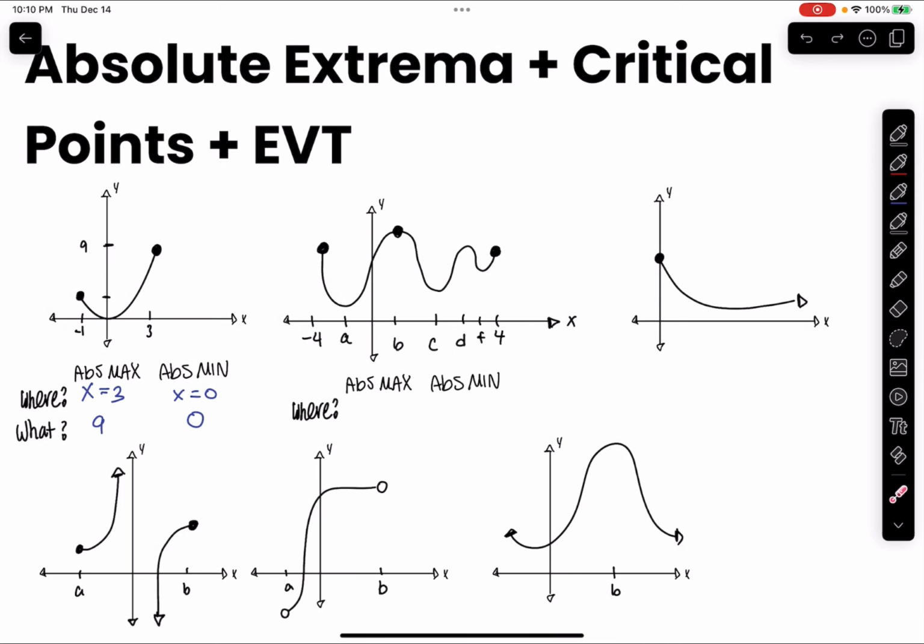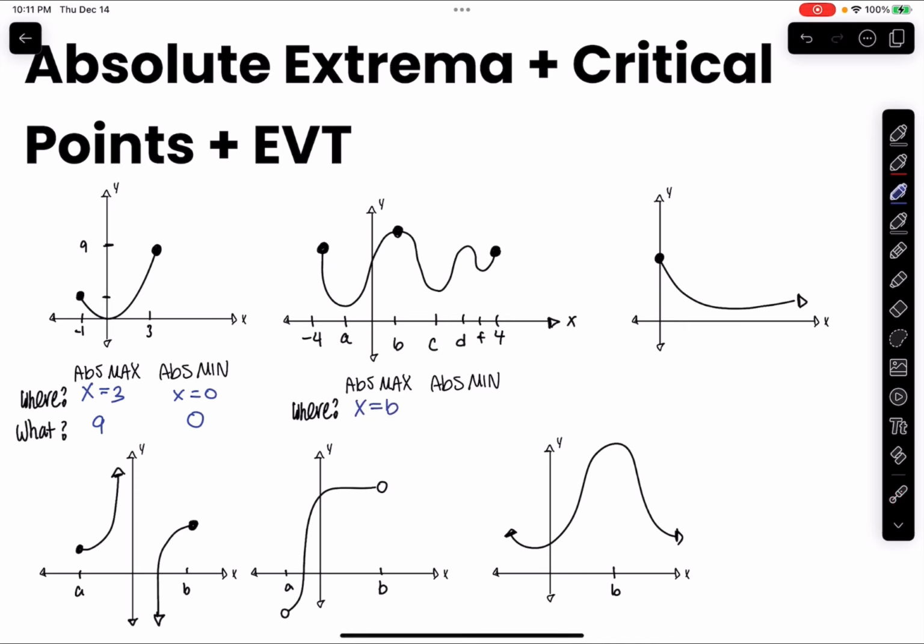So where is the absolute maximum? Again, ask yourself, where is the highest point on this graph? Well, I see that the highest point is right about here, because if we draw a line, we'll see that none of these other ones reach, right? It's only this one over here. That's the highest point. So where is that located? It's located at x is equal to b.